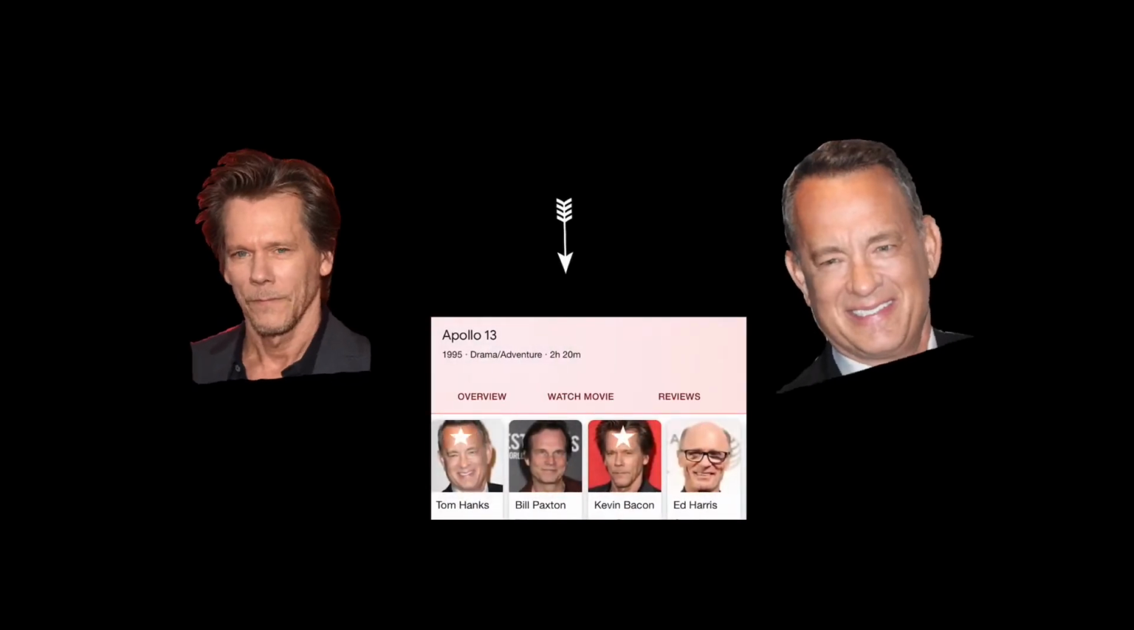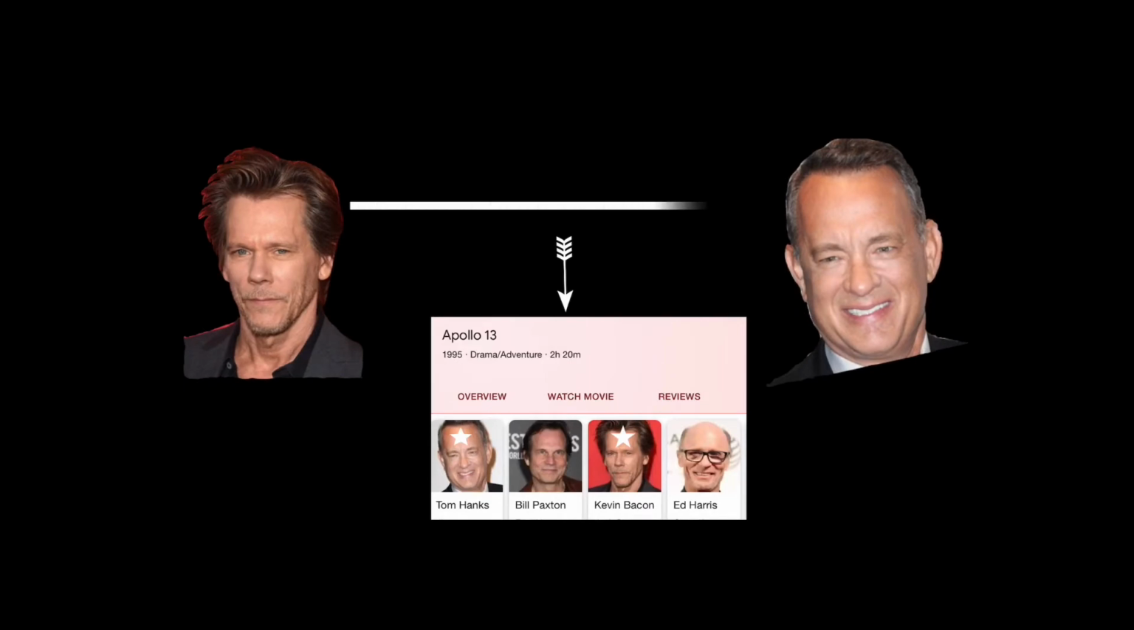In this project, we are interested in finding the shortest path between any two actors by choosing a sequence of movies that connects them. Let's take the case of Tom Hanks and Kevin Bacon. They acted together in the movie Apollo 13. So, the shortest path that connects the two actors has a distance of 1 unit, or we can say the degree of separation is 1.